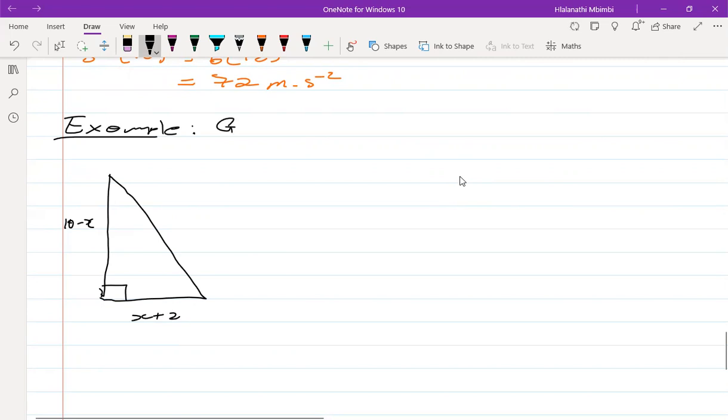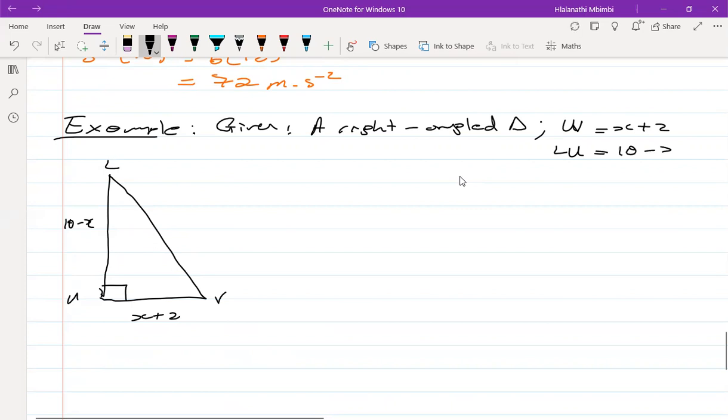They say given a right angled triangle. The triangle is actually named LUV, but I'll just say that given a right angled triangle, you're given that UV is equal to x plus 2. You're also given that LU is equal to 10 minus x units. Then the first question is to determine the area of this triangle.